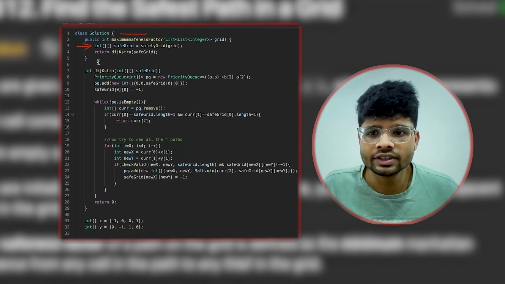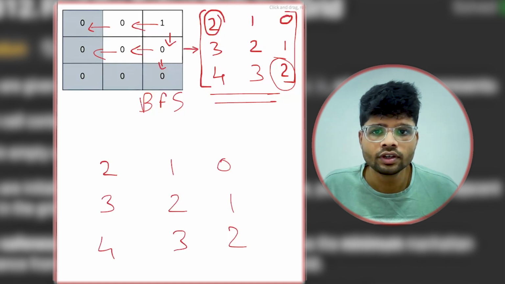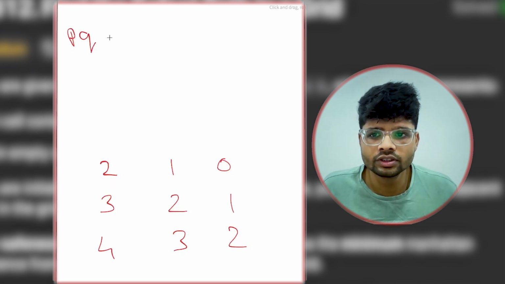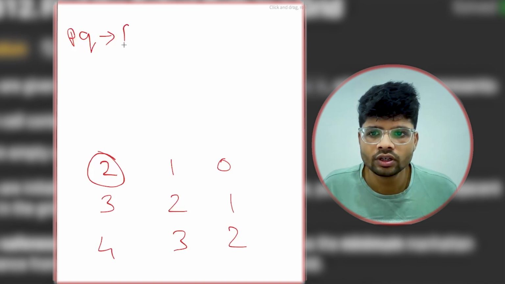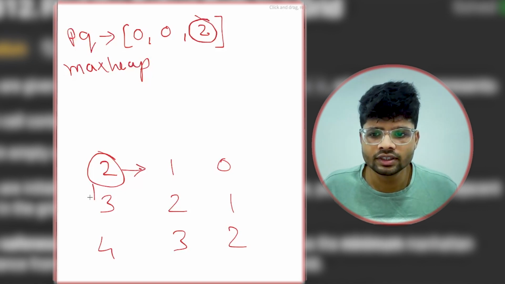Once you have created the safe 2D array, now you just have to use Dijkstra's. So how Dijkstra will work over here is, let's say you have this array which we have created. I'll just rub this out. Dijkstra works on a priority queue. So this is my priority queue. Initially, we will be storing our first value, that is this. So it will be 0, 0 and the safeness factor is 2. This will be our max heap with regards to the safeness factor. Now just try to move in all directions. Like you can go to 1, you can go to 3. This will be removed and now you will be moving to other directions.